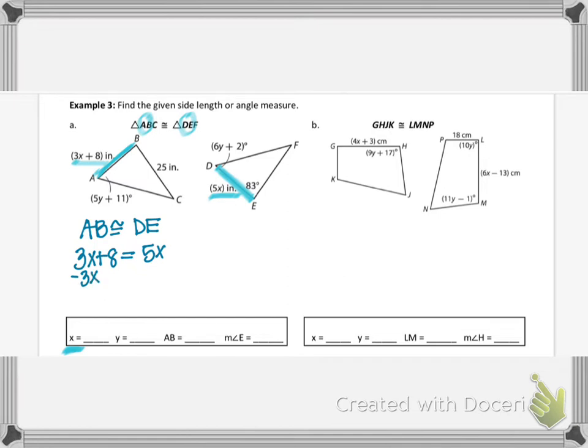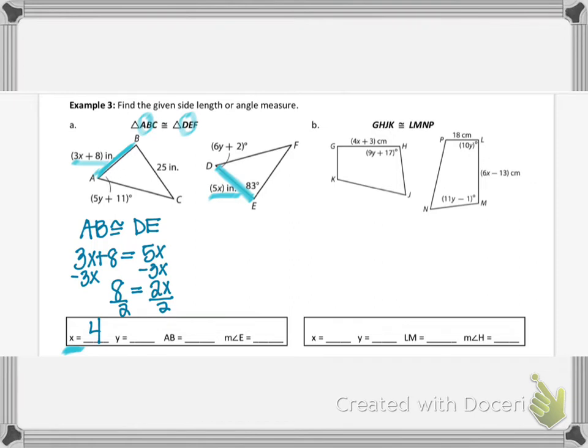To find x, I want to get rid of the x on the left-hand side, so that leaves me with just 8. I have 2x over here. I know to undo multiplying, I divide, and that tells me that x must be 4, okay? Now I'm going to find out what y is.